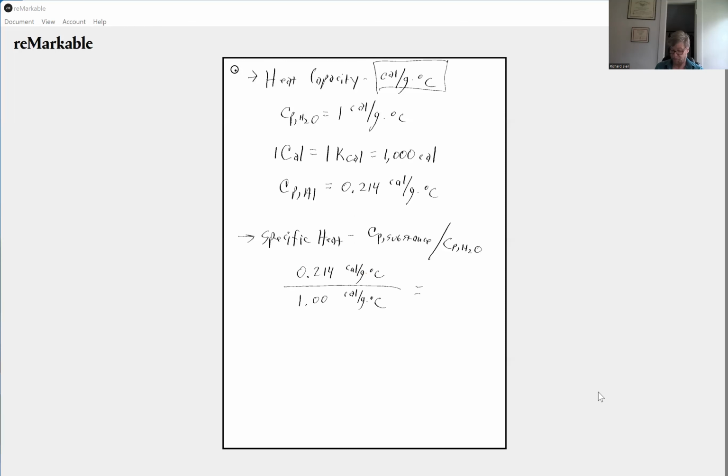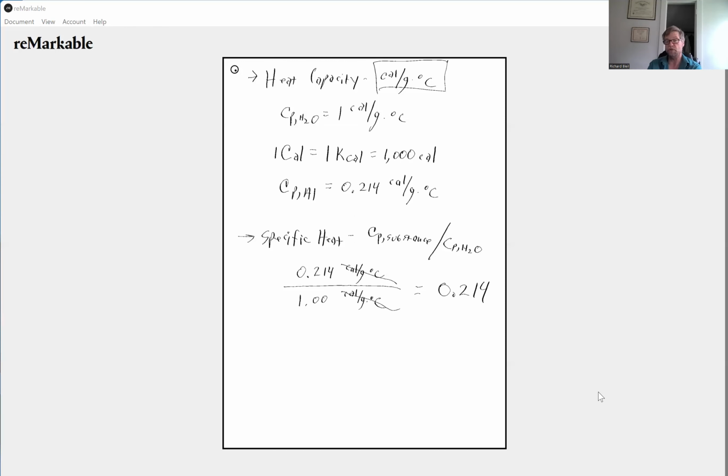I do not like specific heat. I do not like it with bacon and ham. I do not like it, Sam I am. So why use specific heat? Specific heat is for lazy people. There, I said it. It's for lazy people because you get the exact same number. 0.214 divided by 1 is 0.214, but the units cancel. So specific heat is heat capacity, but unitless.